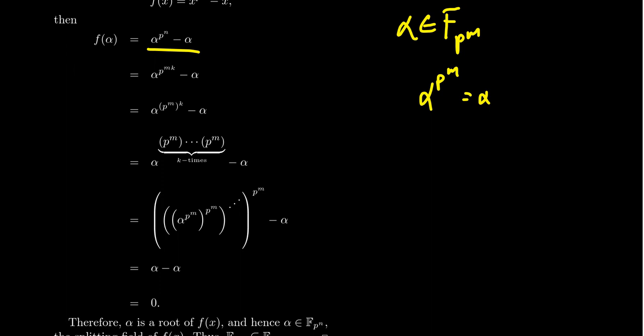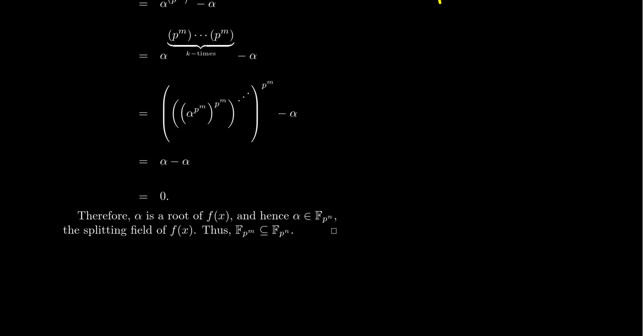And so like we mentioned above, since alpha is a root of f of x, and since the field of order P to the N is the splitting field for f of x, that means alpha has to belong to that. Since alpha was arbitrary, this entire set F sub P to the M is a subset of F sub P to the N, and that gives us the containment. So we get divisibility. Divisibility implies containment. The field of order P to the M is a subfield of P to the N if and only if M divides N.